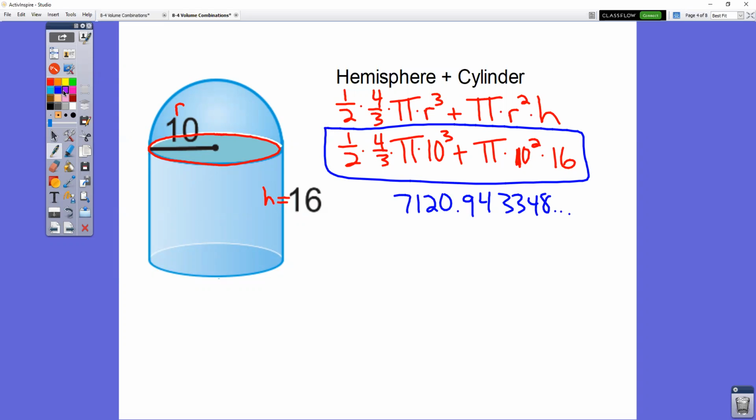Rounding to the nearest tenth, the 9 is in the tenth spot. You have to look at the number after it. That's 4 or lower, so this is going to stay the same, 7,120.9.